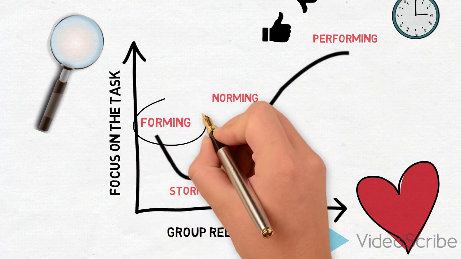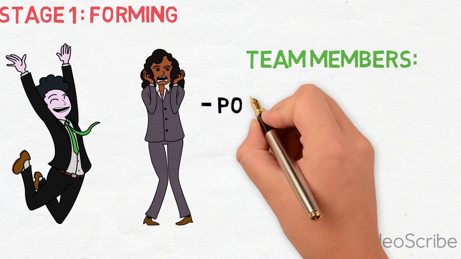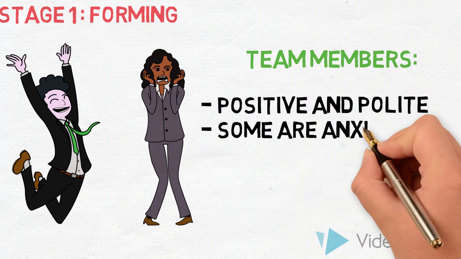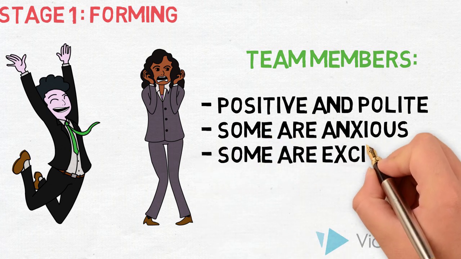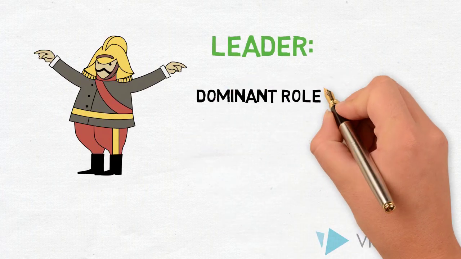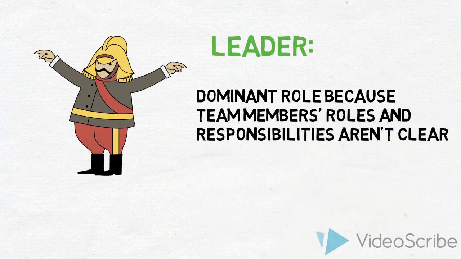The first stage is the forming stage. In this stage most team members are positive and polite. Some are anxious as they haven't fully understood what work the team will do. Others are simply excited about the task ahead. As leader, you play a dominant role at this stage, because team members' roles and responsibilities aren't clear.